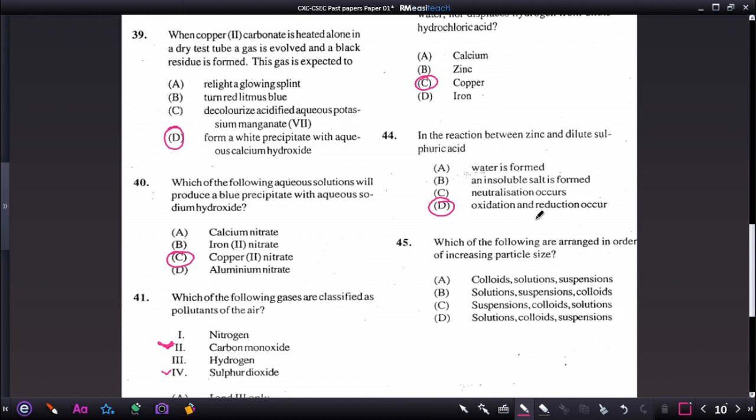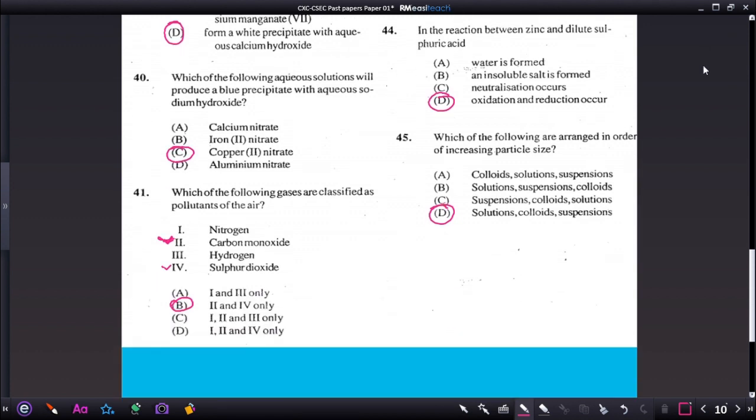45. Which of the following are arranged in order of increasing particle size? The particle size. Colloids, solution. Well, all right. Solution, if there are any particles, would be the smallest, extremely small. Followed by the colloid, followed by the suspension. So that would be solution, colloid, suspension, and that's D.